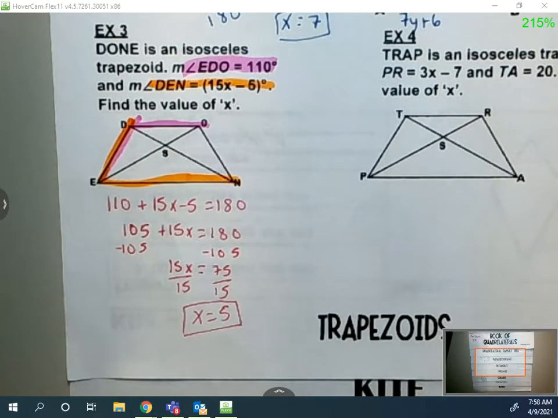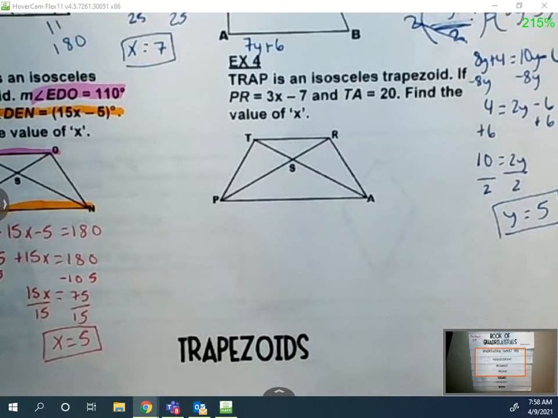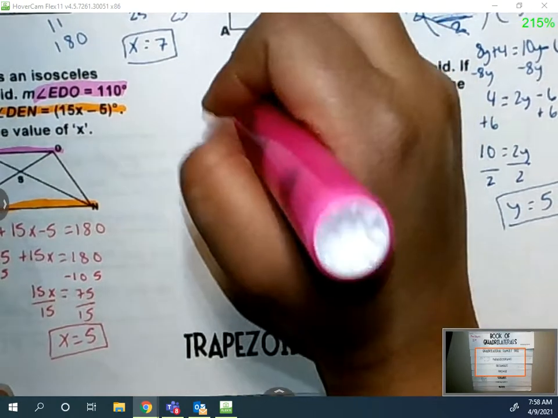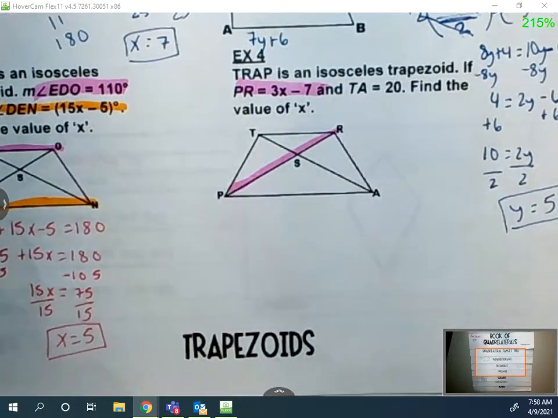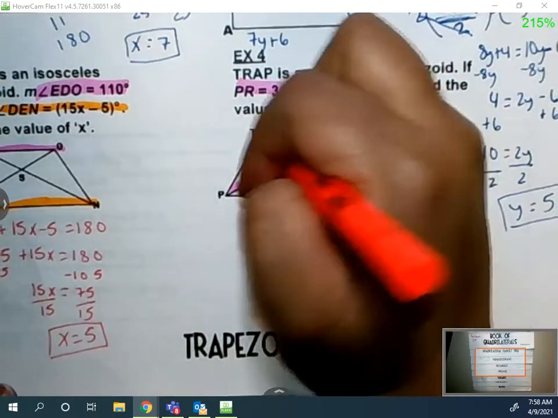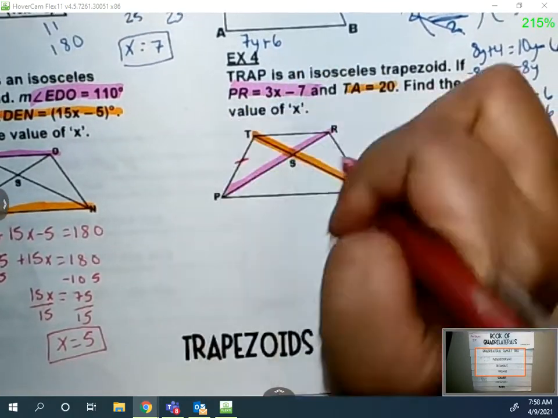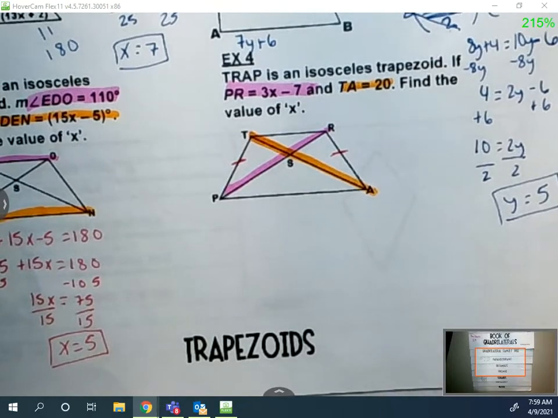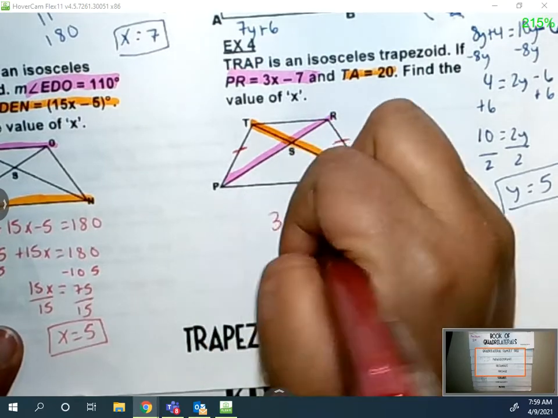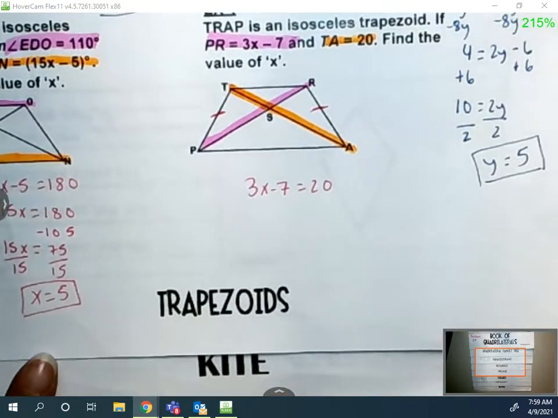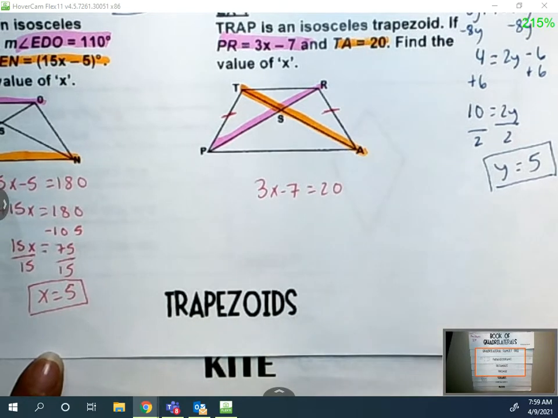Now let's look at example 4. TRAP is an isosceles trapezoid. If PR, listen, if PR is 3x minus 7, so PR is this one right here. Okay, and then TA is 20. Find the value of x. Notice it's an isosceles trapezoid, which means the diagonals are congruent. What do we do? Yes, that's right. So you would set them equal to each other.